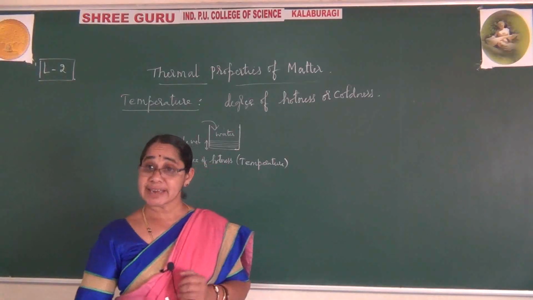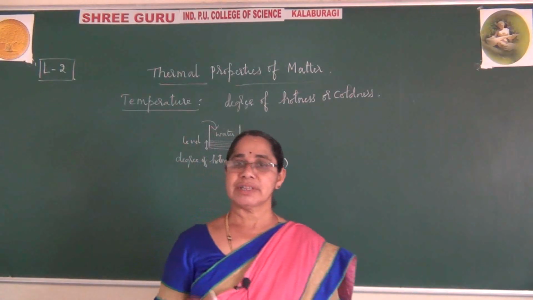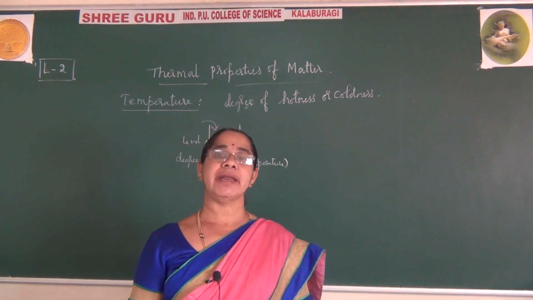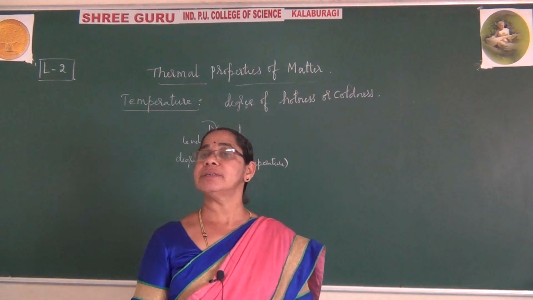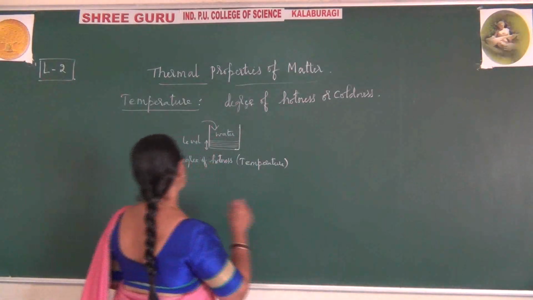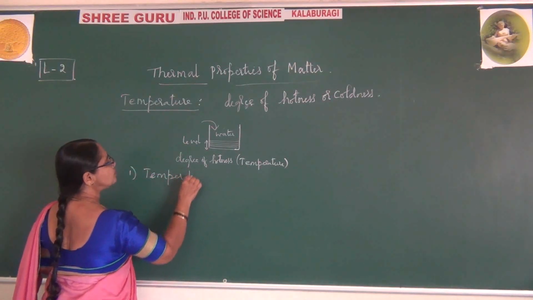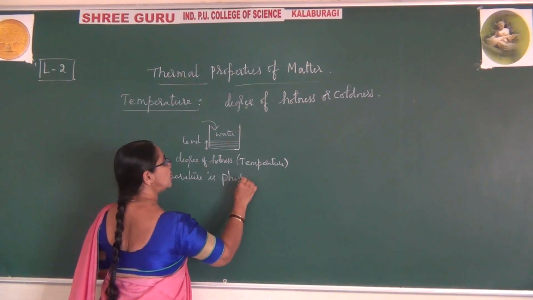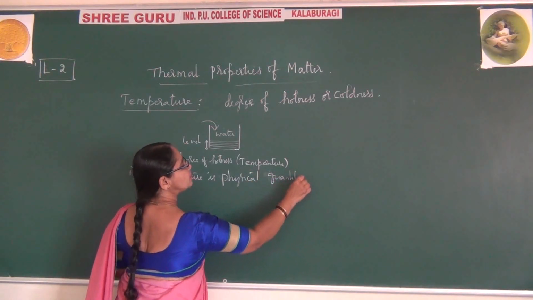Remember, you can sense this by touching, but that is not an exact way to say it in physics. So we say temperature is a degree of hotness, and it is a physical quantity because you can measure it and also express it. You can explain it to others so they can understand. So the first point: temperature is a physical quantity. You can measure this temperature.